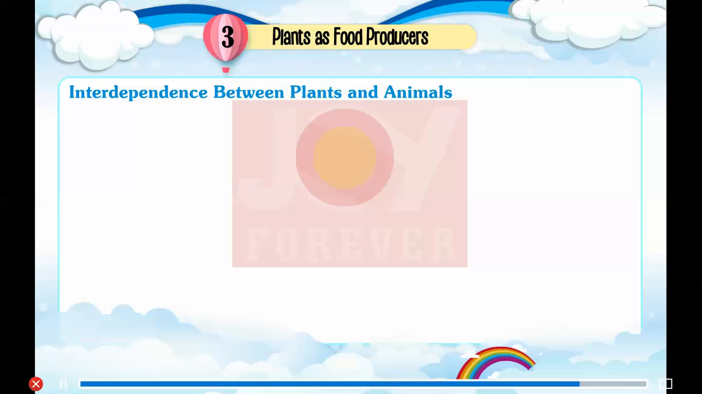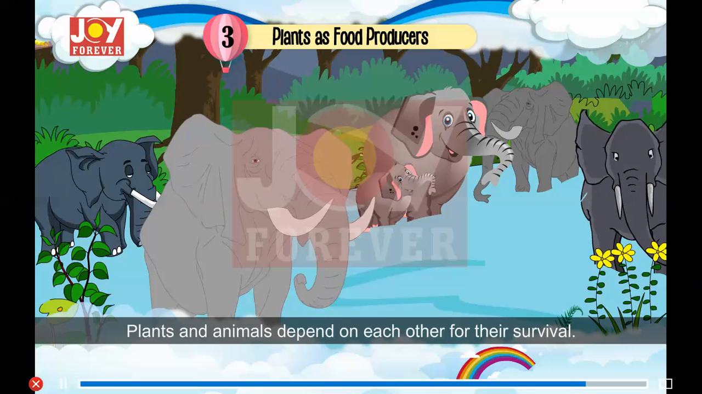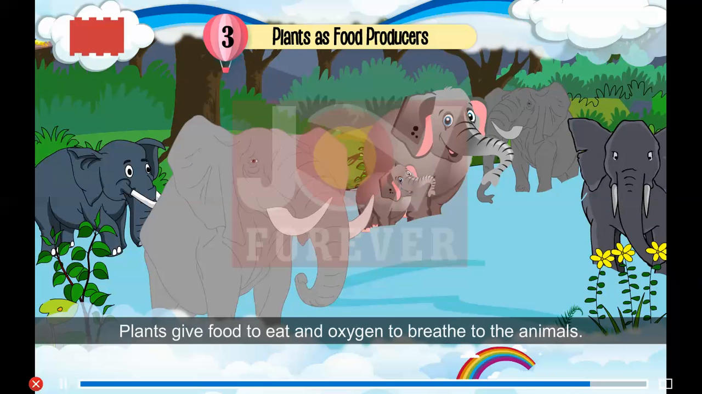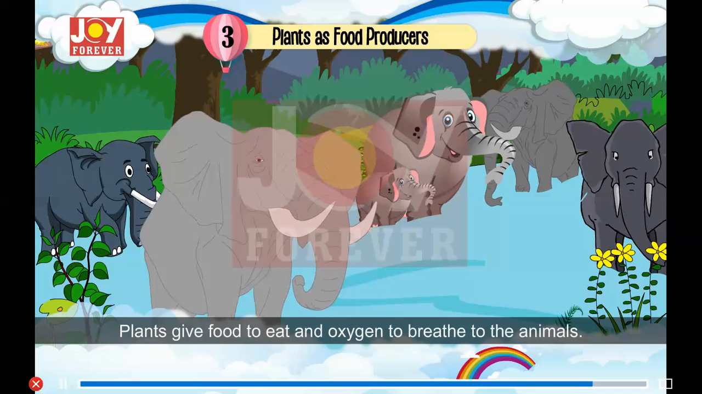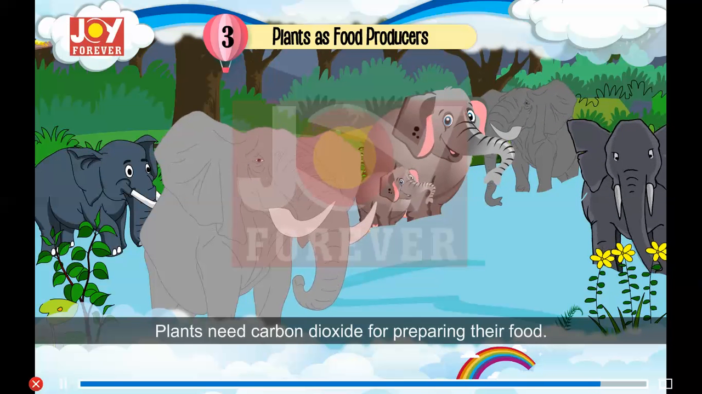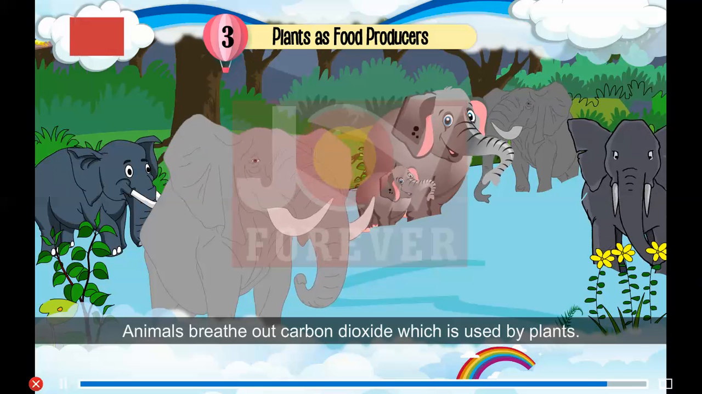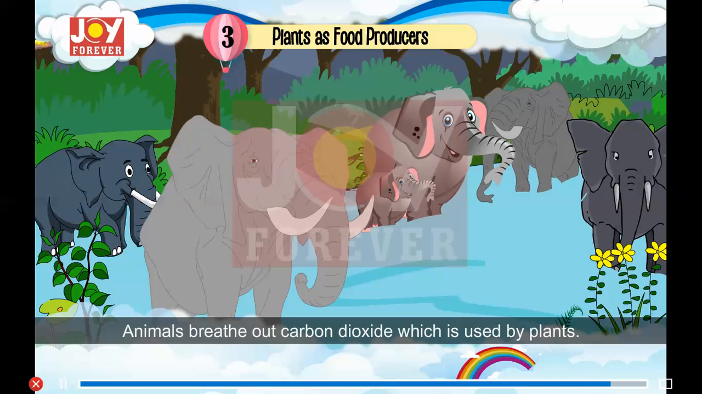Interdependence between plants and animals. Plants and animals depend on each other for their survival. Plants give food to eat and oxygen to breathe to the animals. Plants need carbon dioxide for preparing their food. Animals breathe out carbon dioxide, which is used by plants.